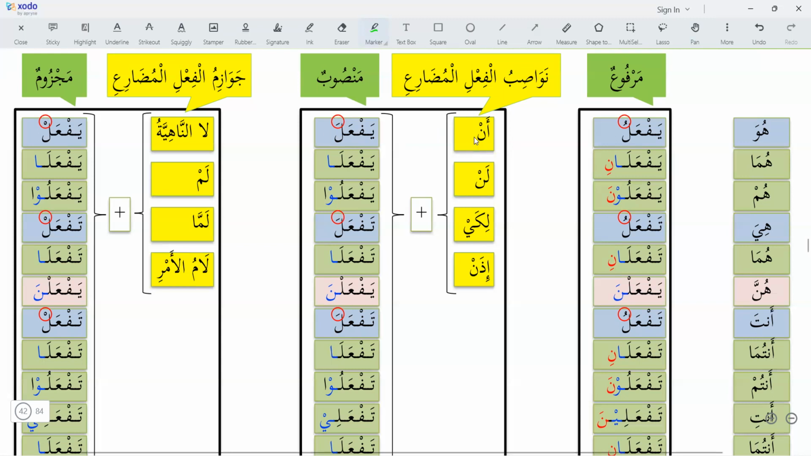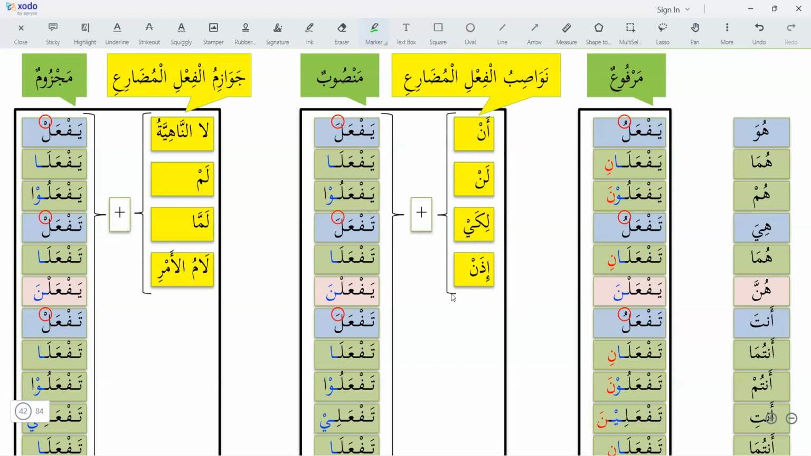An yaf'ala. I think the brother was asking about mushabba bil fail. He was asking about inna, anna. He got confused. He is considering these are also mushabba bil fail, but these are not. Mushabba bil fail is a different thing. No, don't mix them here.